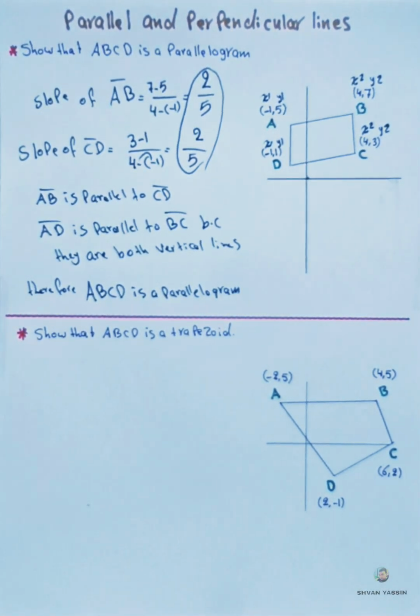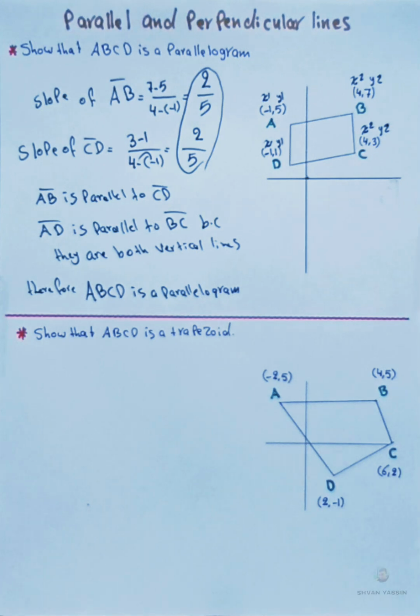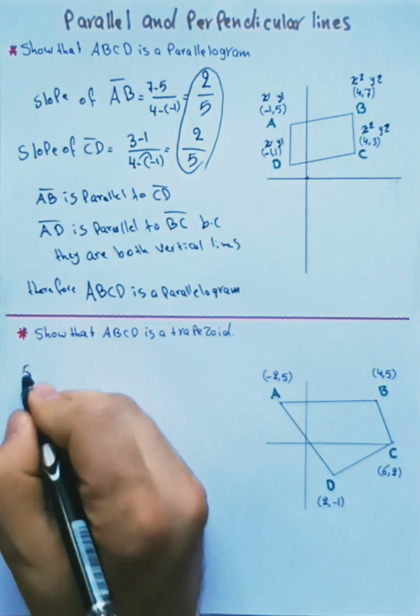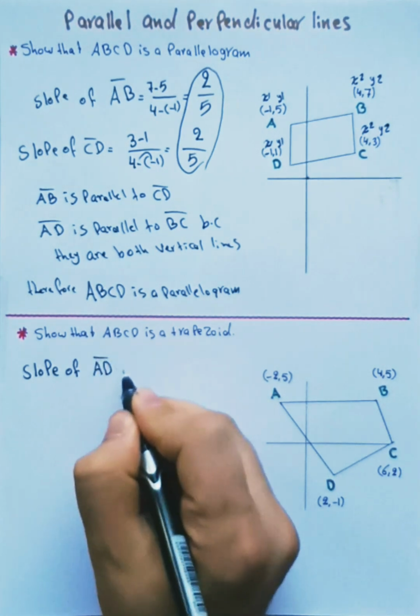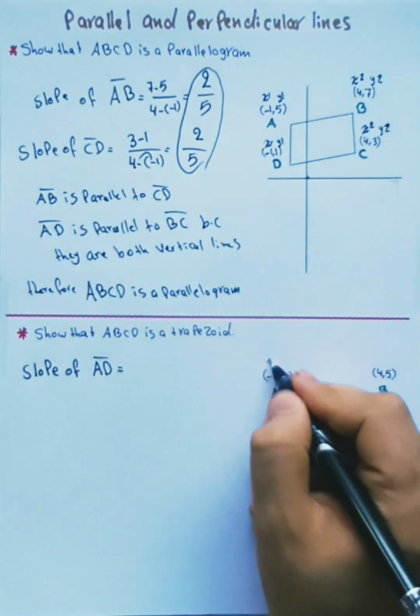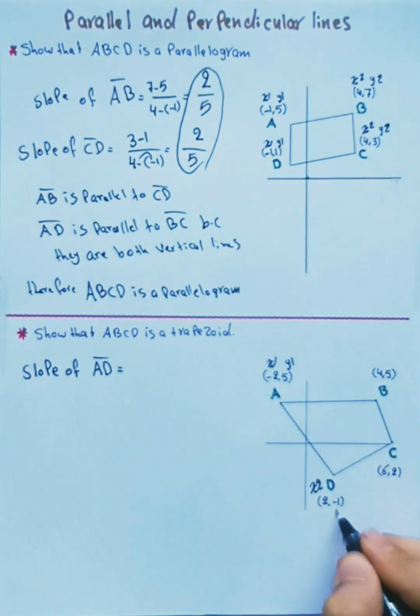After that, we have this example. We have to show that ABCD is a trapezoid. So we have to use these ordered pairs for finding the slope, and then if they have the same slope, you can say these two lines are parallel. First, we have to find the slope of AD. This is x1 and this is x2. This point is y1 and this point is y2.